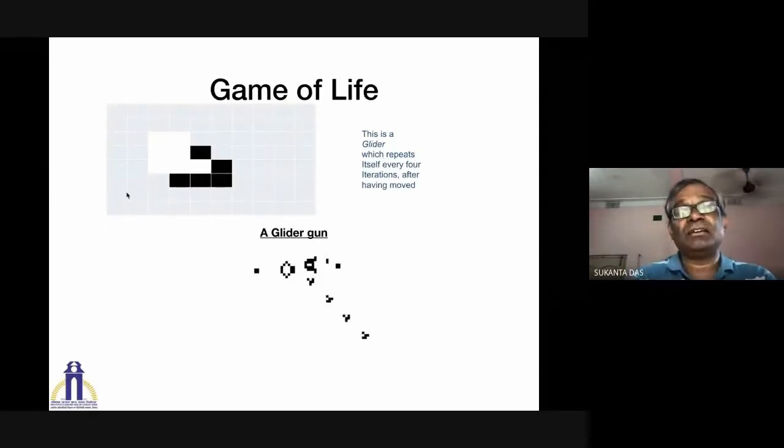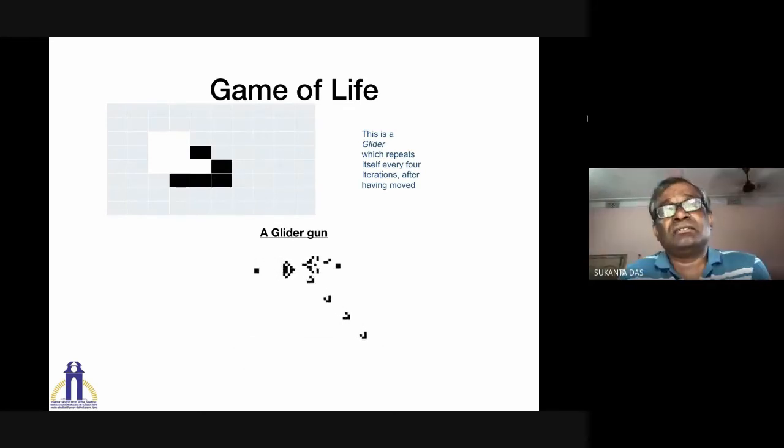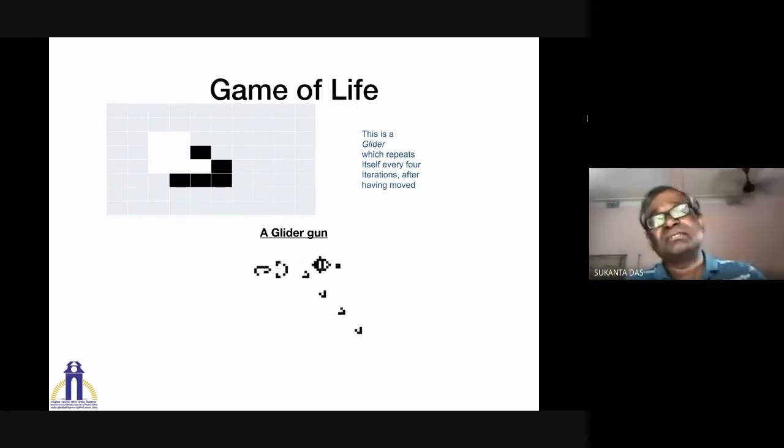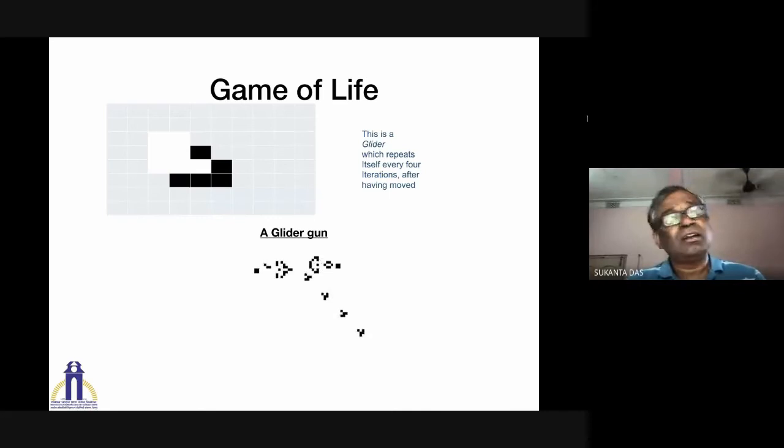So take another example. It's a glider gun I have taken from the net. There are many simulators for the Game of Life. Please explore them and see what happens. So this is a glider gun, as if two guns are there, and some movements are there. You can see it's very interesting. You have to appreciate that it's a very interesting pattern.